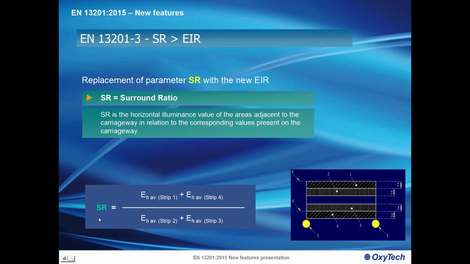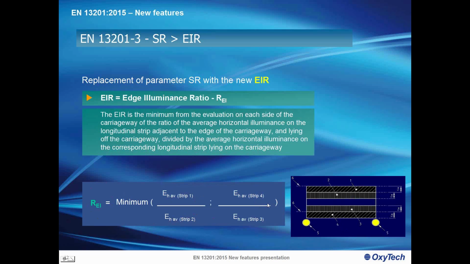But through this parameter, it was not possible to have a clear idea about where the system was not working. It means that if we give a single SR related to the whole carriageway, we don't have an idea if this side is not lighted in a proper way compared to the other, because it is an average. The new parameter is now managed in a different way, the concept is managed in a different way.